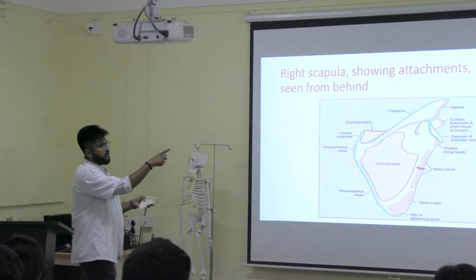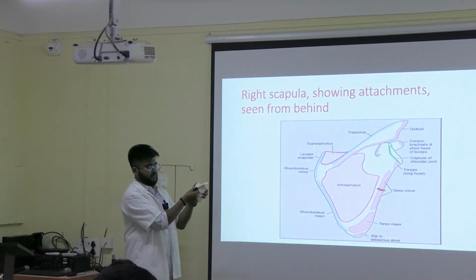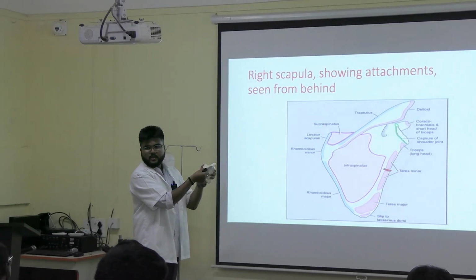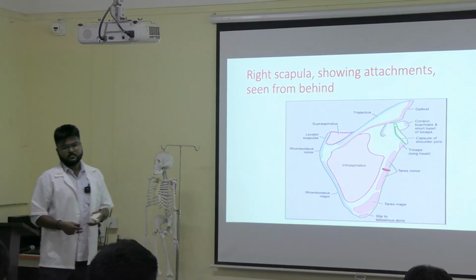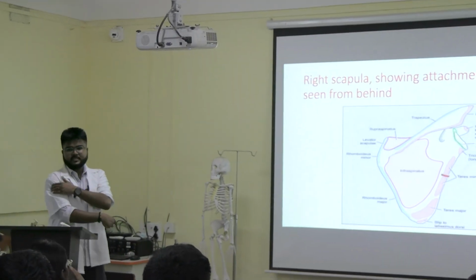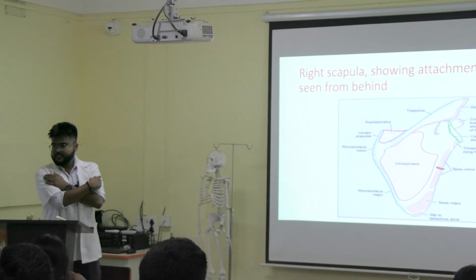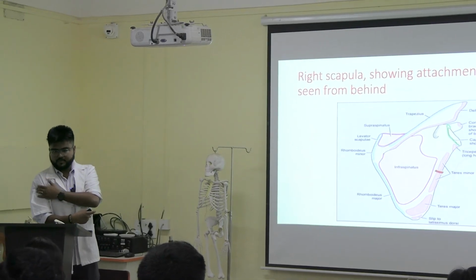Another one is your deltoid muscle. The deltoid muscle is attached on the lower lip of the spine of the scapula bone. The deltoid muscle is present here. Intramuscular injections are given in this muscle. This is your deltoid muscle.